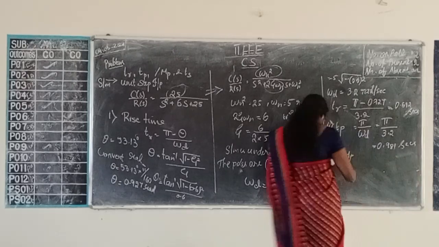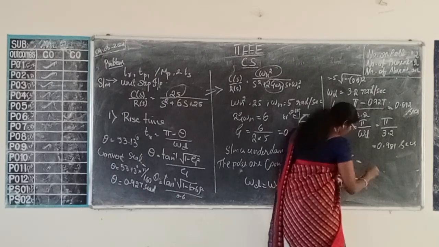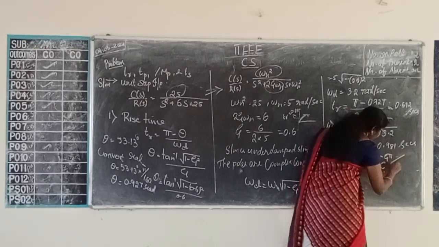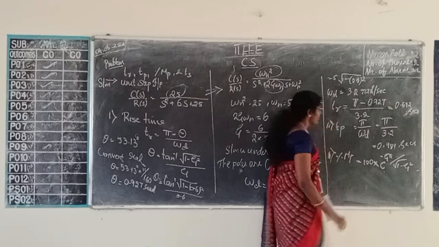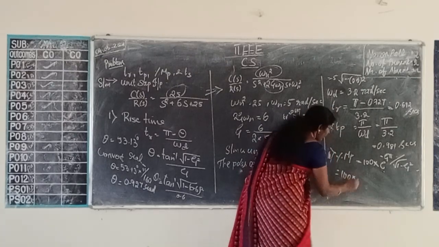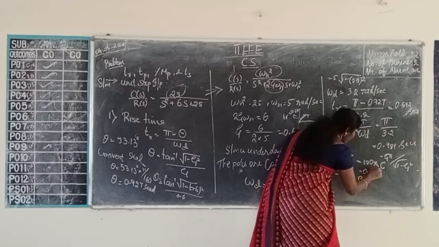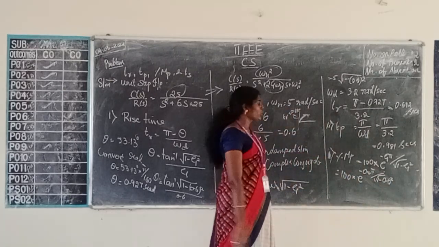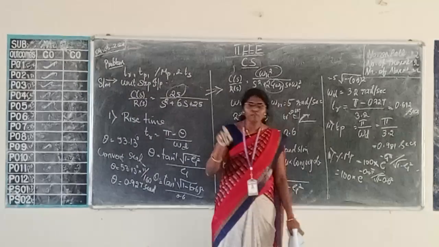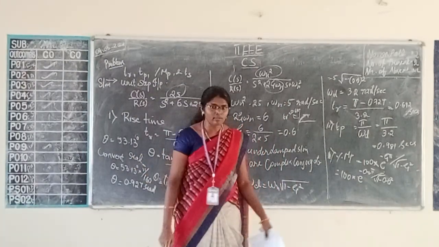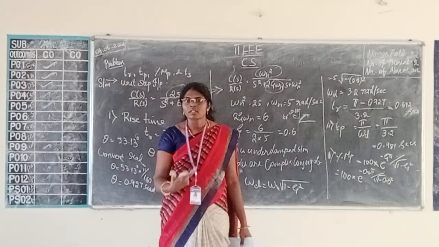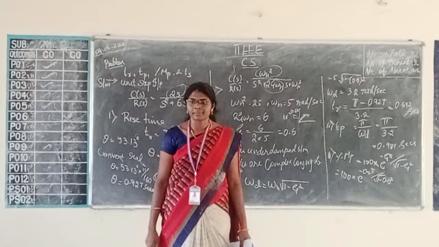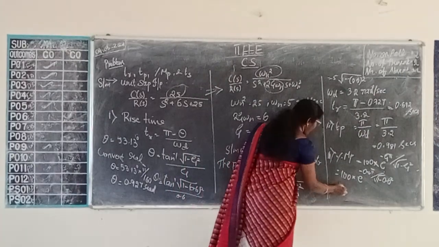The formula is, since it is in percentage, you have to multiply by 100 e to the power minus zeta pi divided by root of 1 minus zeta square. Find it by substituting 100 into e to the power minus 0.6 pi divided by root of 1 minus 0.6 square. First find 0.6 into pi divided by root of 1 minus 0.6 square. After substituting that, it will be e to the power minus some answer. Just find e to the power minus what comes there, then multiply that with 100. Do it in the calculator and tell me what the maximum peak overshoot is.